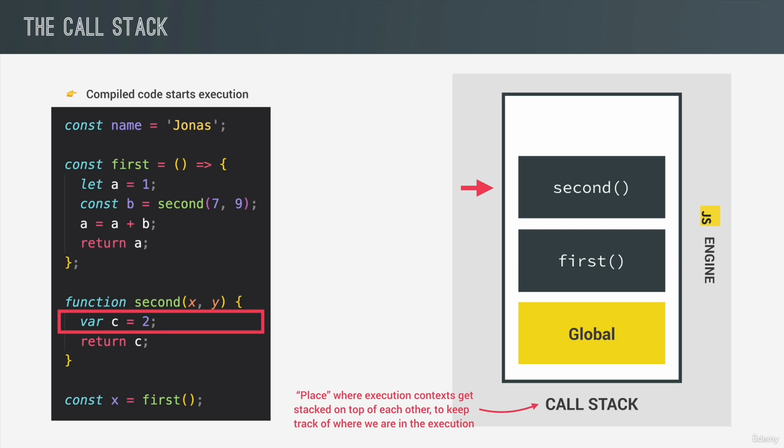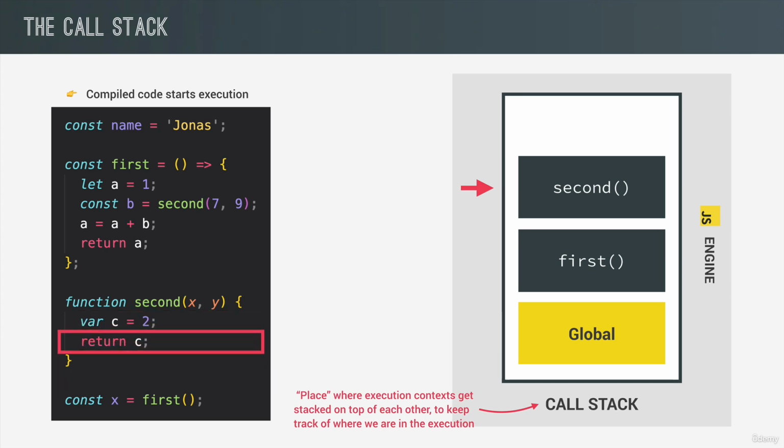The first function stopped at this point where the second function was called and will only continue as soon as this second function returns. And it has to work this way because, remember, JavaScript has only one thread of execution, and so it can only do one thing at a time. Okay? Never forget that.